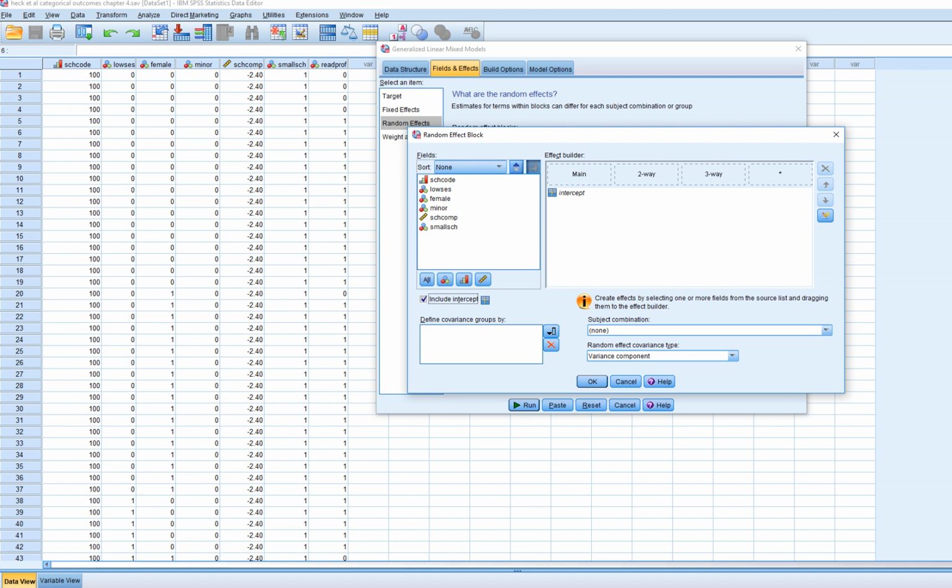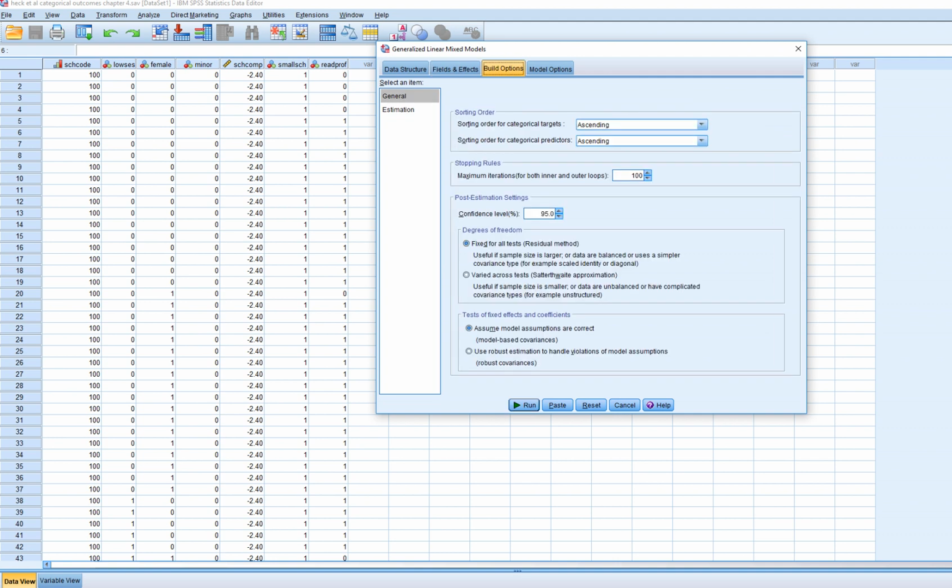Now keep in mind too, I haven't really brought this out yet, but the intercepts are scaled in the form of log odds. So we'll talk a little bit more about that when we start looking at the output. Next, we'll go to Subject Combination, select School Code, and then we'll leave the Random Effect Covariance type as it is.